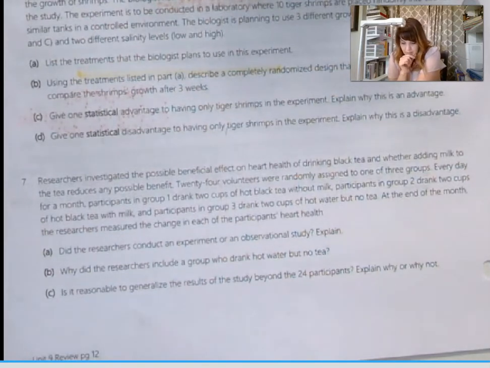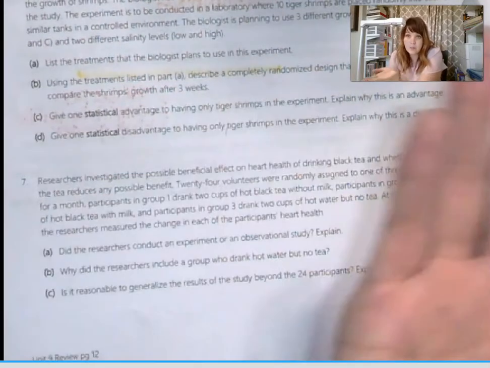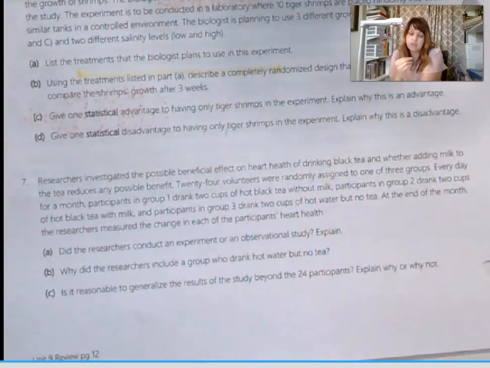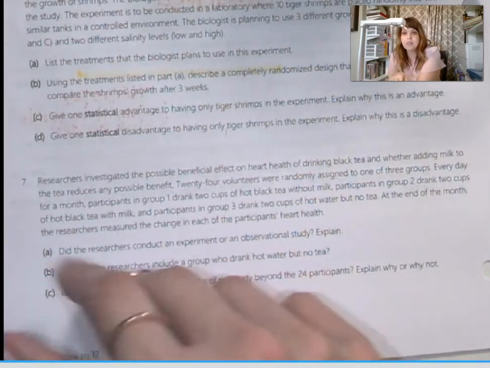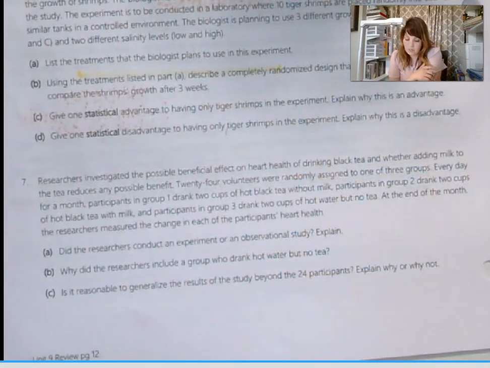Okay, 7. Researchers investigated the possible beneficial effect on heart health of drinking black tea and whether adding milk to the tea reduces any possible benefit. So they're going to put these volunteers into 3 groups. One group is going to drink hot tea without milk, one group is going to drink hot tea with milk, and one group is going to drink 2 cups of hot water. Did the researchers conduct an experiment or an observational study? Well, was there random assignment? That's what you're addressing. If there was random assignment, then it's an experiment. If there wasn't, then it's an observational study.